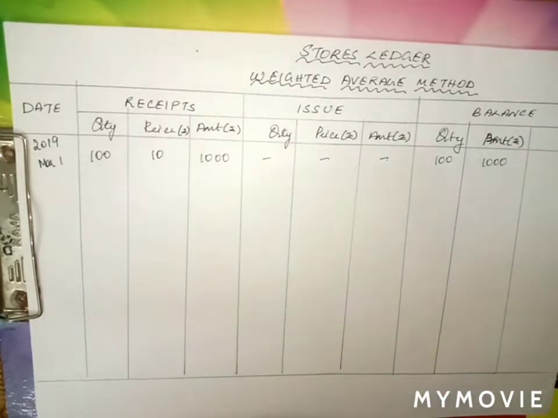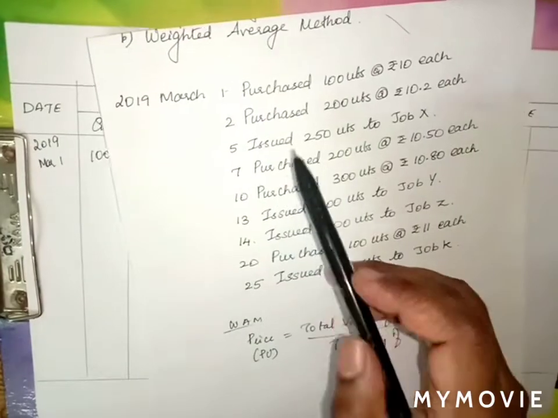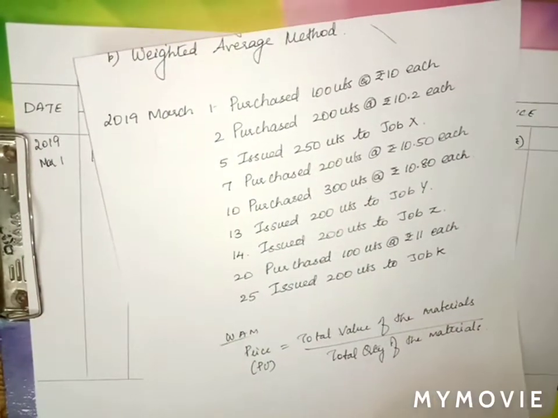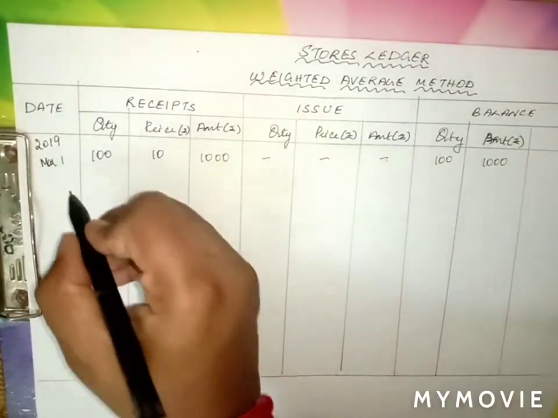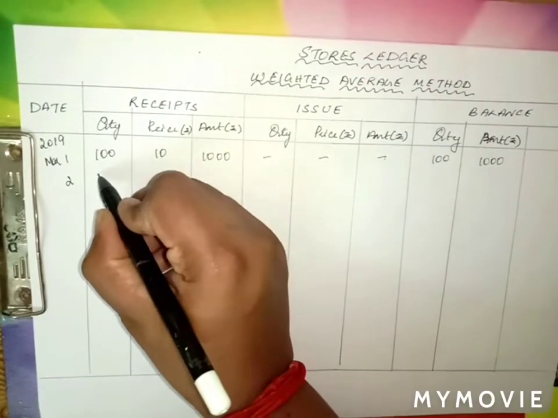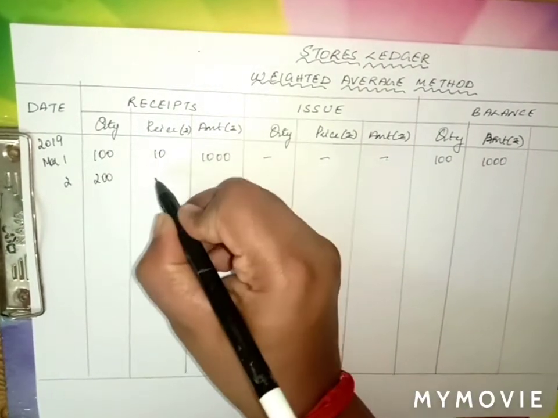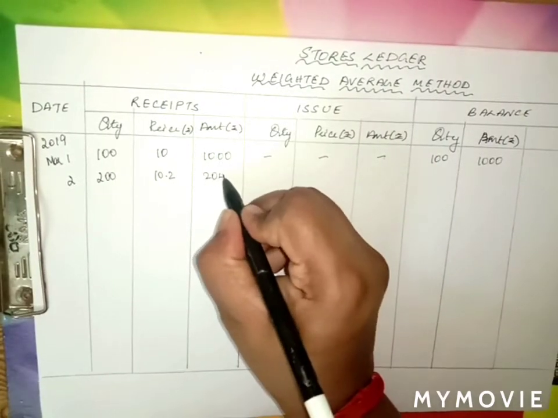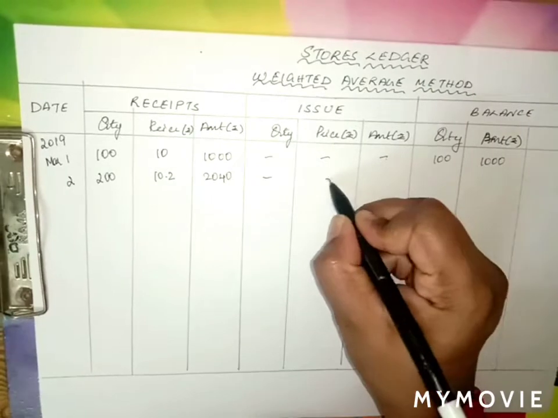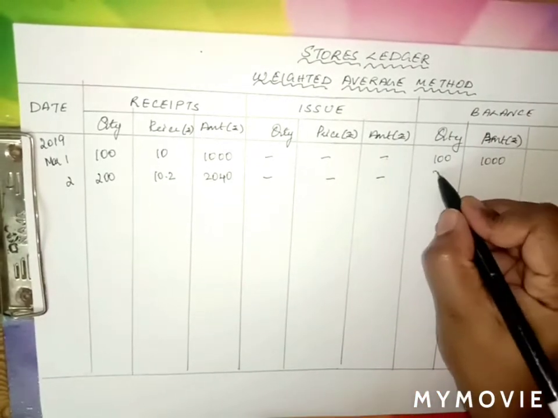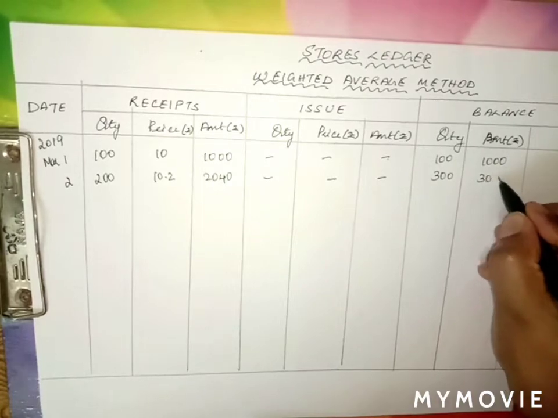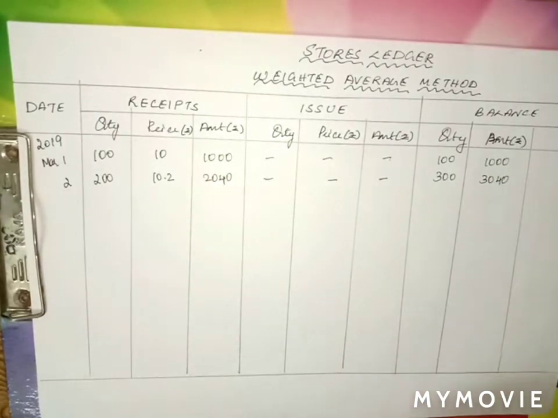On the next date, the second, purchased 200 units at 10.2 each. So again there is a receipt of goods. 200 units at 10.2 should be 2040. Now the balance will be 300 units, along with the previous 100, and the value will be 3040.